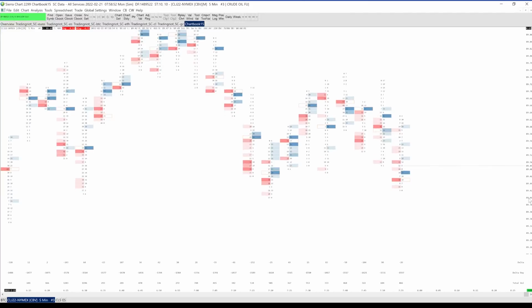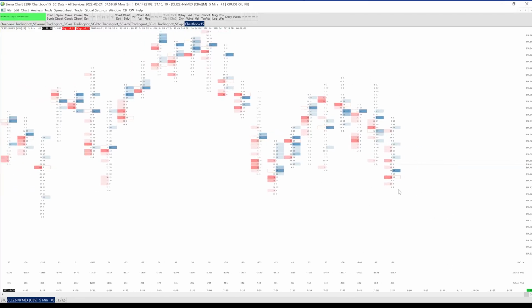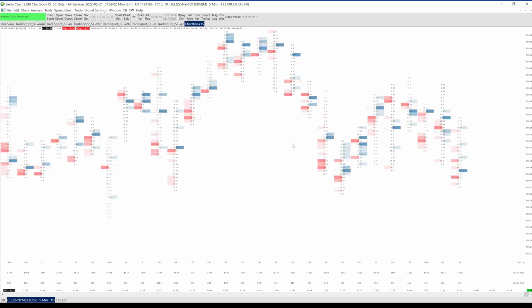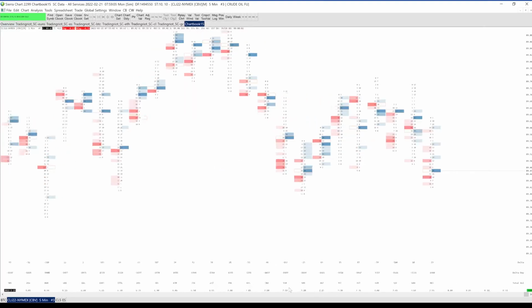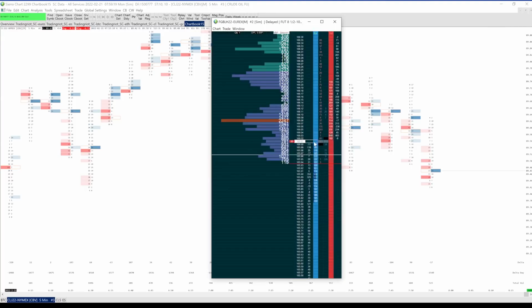And this is a simple footprint chart. This is crude oil. And you can kind of see this relationship in these candles. The bids and the offers are traded diagonally. This is something that not many people realize, that the relationship between these numbers is not horizontal, but diagonal. Obviously, due to the spread, you can see these numbers are not horizontally next to each other, but diagonally.